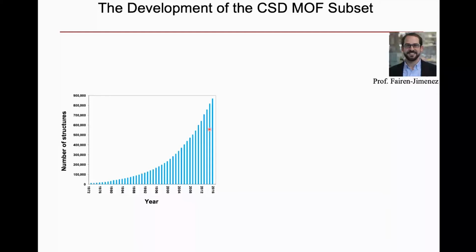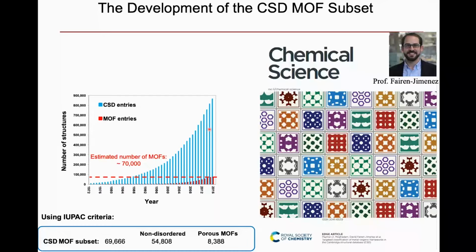So what we did here was that we developed a number of look-for-MOF criteria based on the IUPAC description of MOFs, and we managed to identify almost 70,000 MOF structures in the database, in which around 55,000 of these materials were non-disordered and around 8,000 were actually porous. And by porous, I mean a probe molecule with the size of nitrogen can actually fit within the pores of these structures.